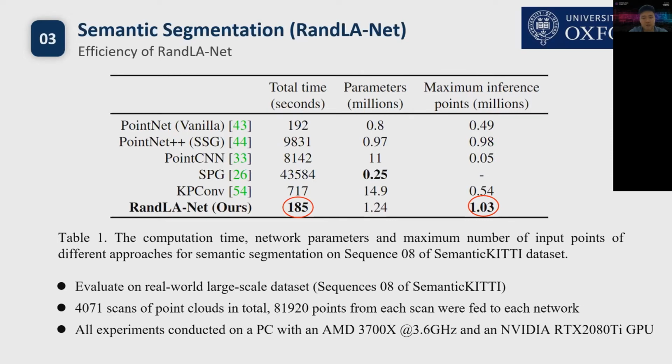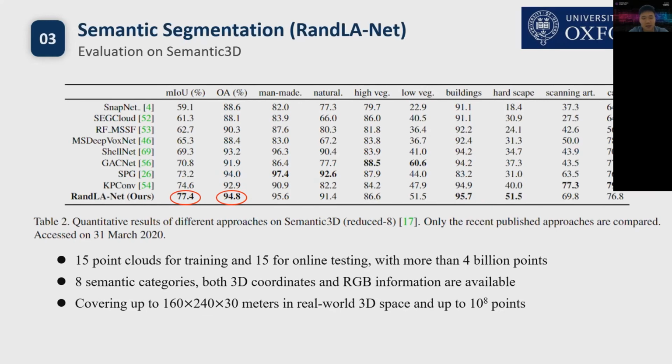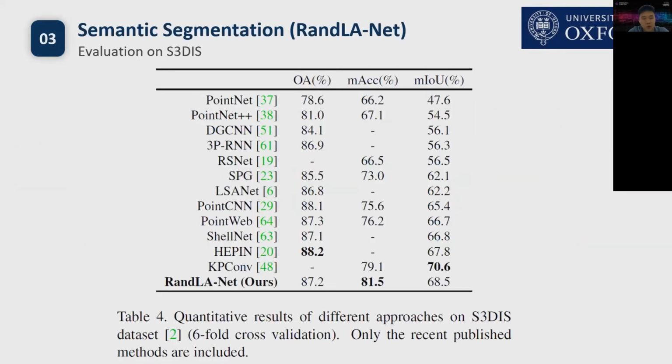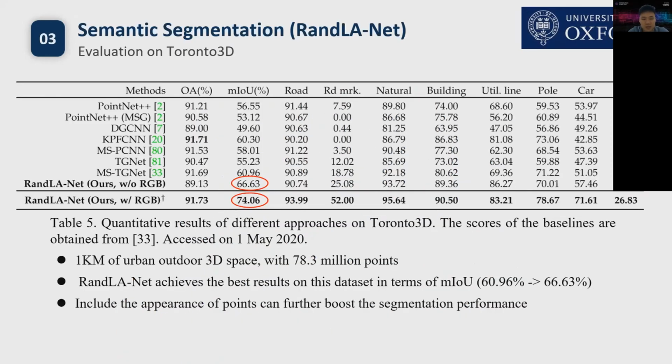and as you can see, our RandLA-Net also can process like 1 million points in a single pass. And then we show the results on the Semantic3D dataset, and we found that our RandLA-Net achieves state-of-the-art performance, including the mean IoU and also the overall accuracy. And then is the result on the SemanticKITTI dataset. Our RandLA-Net also achieves superior performance on this dataset. And then is the Stanford S3DIS dataset. This is an indoor 3D point cloud dataset, and we also achieve comparable performance. Here is the result on the Toronto 3D dataset.